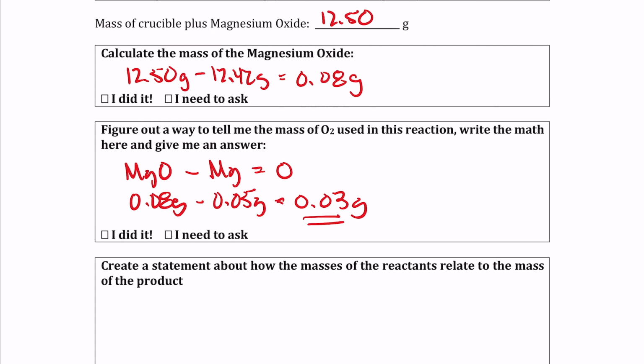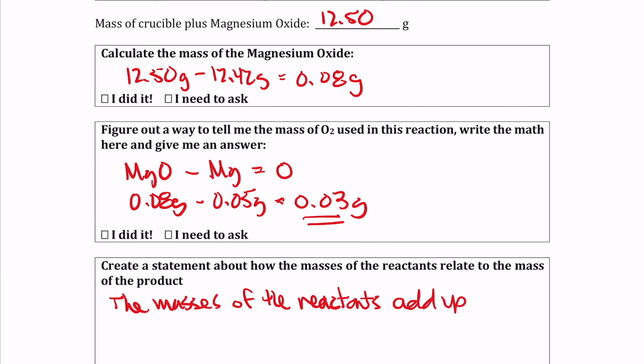So, create a statement about how the masses of the reactants relate to the mass of the product. Well, in a synthesis reaction, there's things going together to form the product. So, the masses of the reactants add up to the mass of the product. And again, that shows you evidence of the truth of these two elements coming together to form the product, which is the essence of a synthesis reaction.